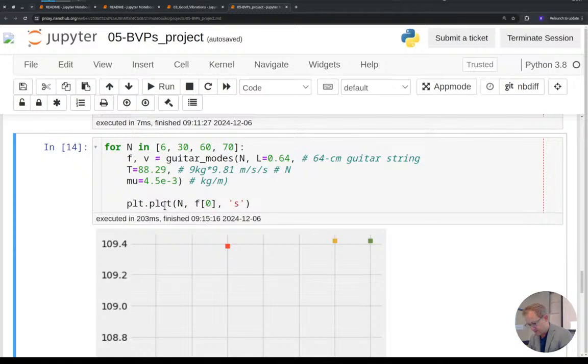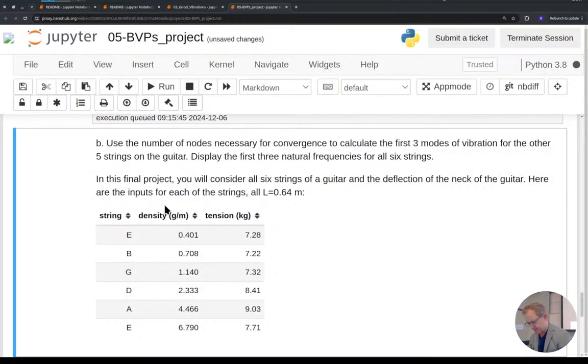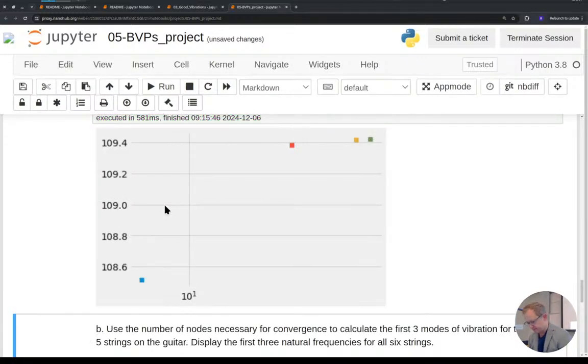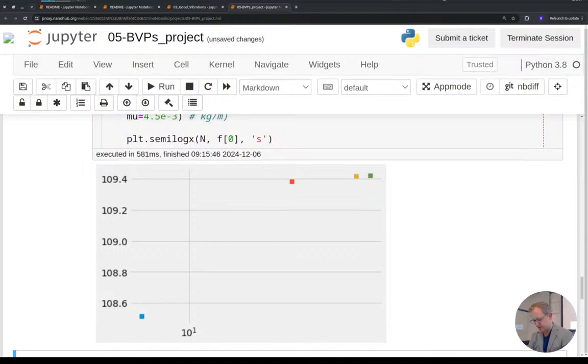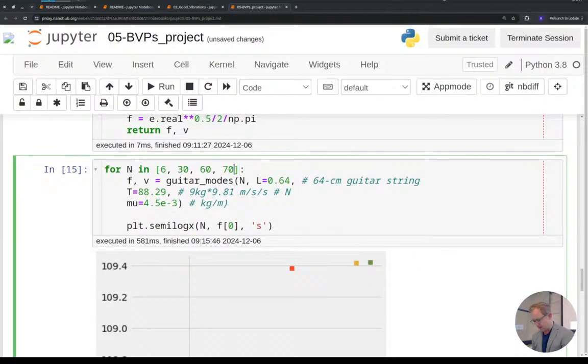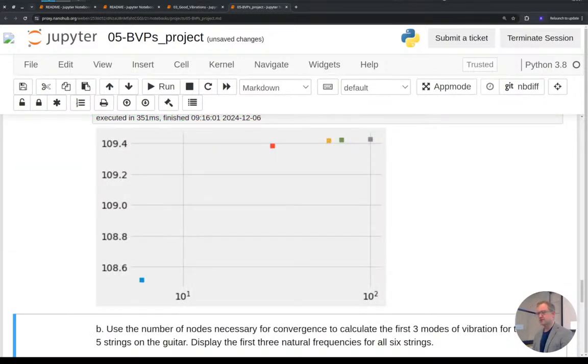And probably let's do a semi-log x. So we can kind of see anything in the 100-ish is more than enough to be converged. 50 to 100.